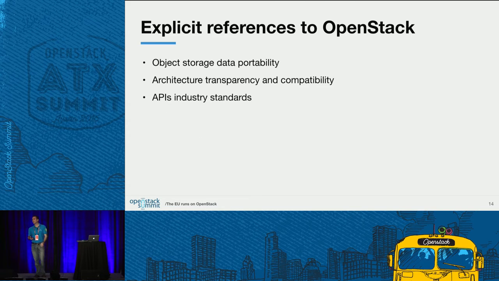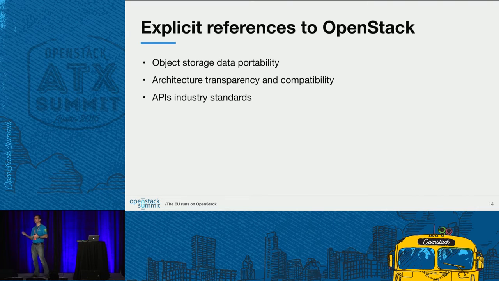In some cases, we found explicit references to OpenStack. In which cases? In object storage, when they said the objects in the object storage must be portable, they referred explicitly to OpenStack Swift. Architecture transparency and compatibility, they asked the provider to declare, providing more points.